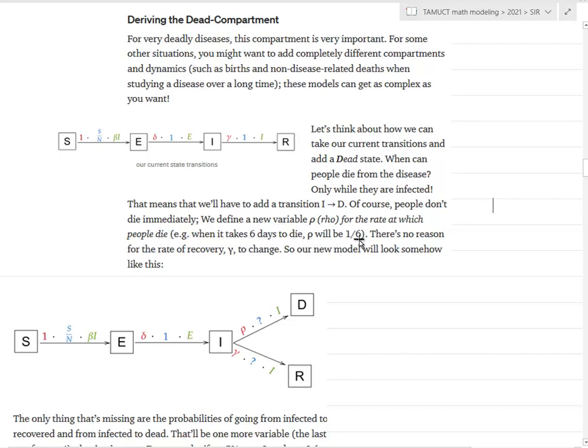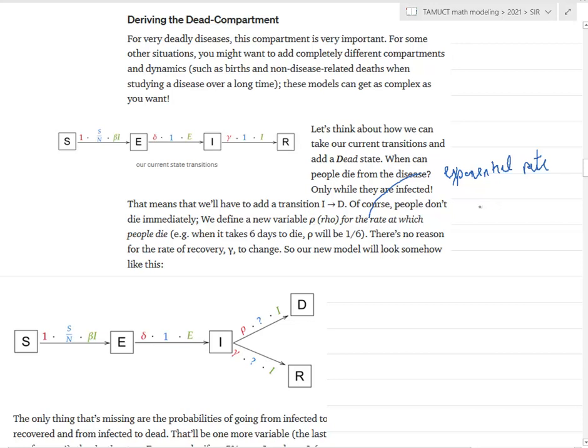Now, this is really not quite accurate, because if you have a death rate, that doesn't mean that people are going to die at exactly 6 days. If you know COVID, some people will die in 1 day. Some people might take a week and a half to die. So you don't really want to say this. What you really want to say, this is the exponential rate. Okay. So in fact, rho is the proportion of people who are at risk of dying, who die in 1 day.